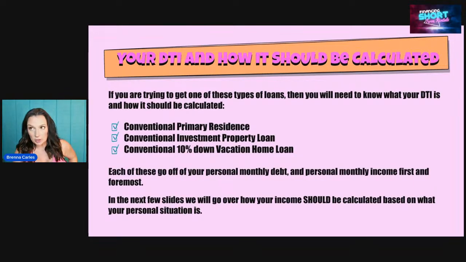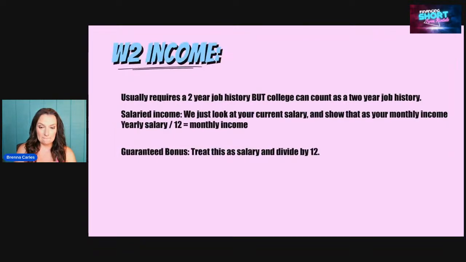In the next few slides, we are going to go over how your income should be calculated based on what your personal situation is, whether you're W-2, self-employed, things like that. So W-2 income usually requires a 2-year job history, but college can actually count as a 2-year job history. It doesn't have to be the same job at the same company, for example. When I say college can count, this is for any of you that are newly graduated. For the past 2 years, if you show that you were in college, then you can use that as your 2-year job history, and you'll be good to go.